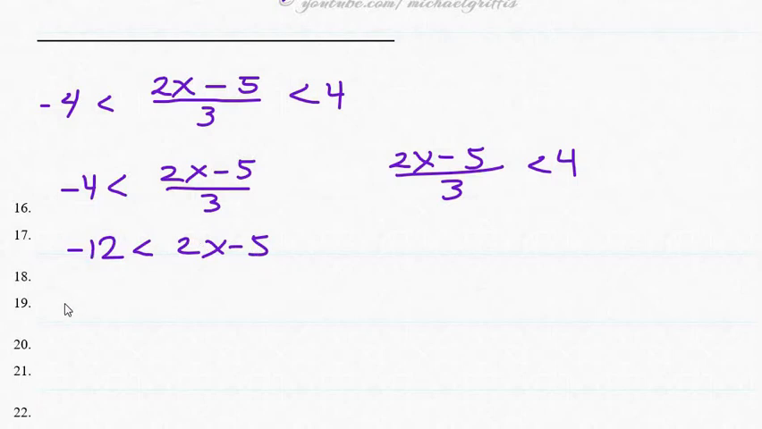Take the 5 over. Negative 12 plus 5. Okay, this is going to be, what is that, 7? Negative 7. Is that right? Yeah. And if we multiply both sides by 2 or a half, alright, we should get this.